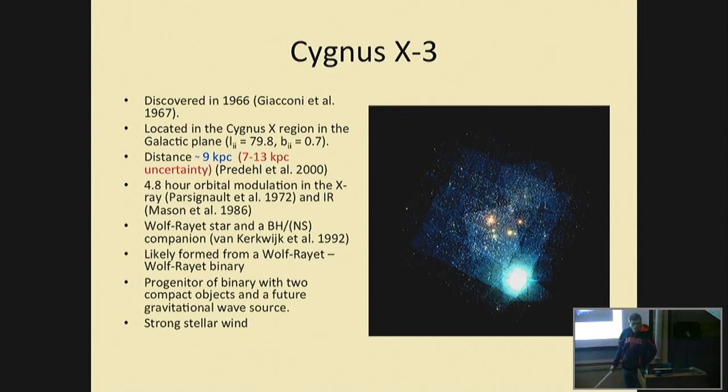It also has a 4.8-hour orbital modulation. The mass donating star is a Wolf-Rayet, and either with a black hole or neutron star. It's not completely clear. Personally, I would lean toward the black hole, but that's still to be determined. And very likely formed from a Wolf-Rayet binary to get this sort of system. It's also a progenitor of the binary that will eventually become a compact binary, which will lead to a gravitational wave source in the future. So it has some interest there.